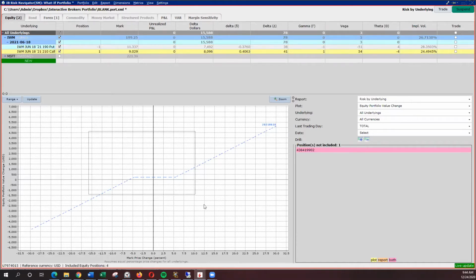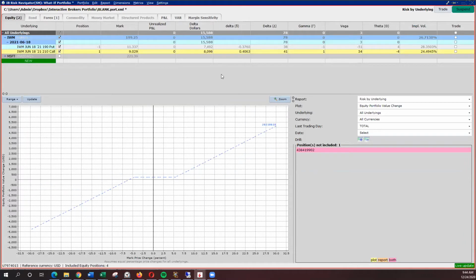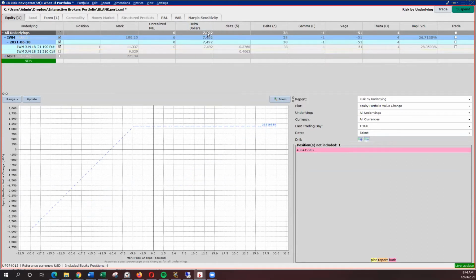You can see here, it's a funny looking diagram, but we basically make a small return if the stock goes nowhere, within 5% down and 5% up. Then we've got plenty of upside above that and downside below. If we compare it to just a short put, you can see delta dollars is 15,000. So it's a pretty big exposure, almost double what we would have if we just sold the put. Obviously with the put, we have more income potential but less upside potential. So doing a risk reversal is much more bullish than a cash secured put.